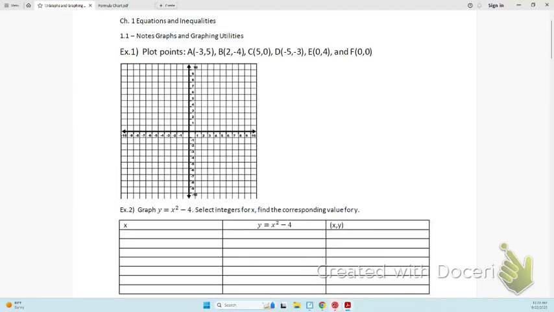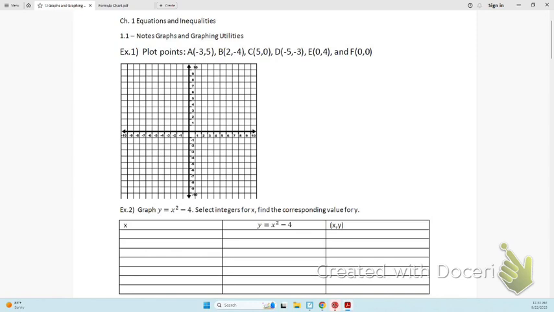In college algebra, we started chapter 1, and we're starting very basic and just graphing points. This chapter is called Equations and Inequalities. It's a lot of graphing. So starting out, here are some basics on plotting points. Hopefully everyone is familiar with this. Nothing new here from middle school.